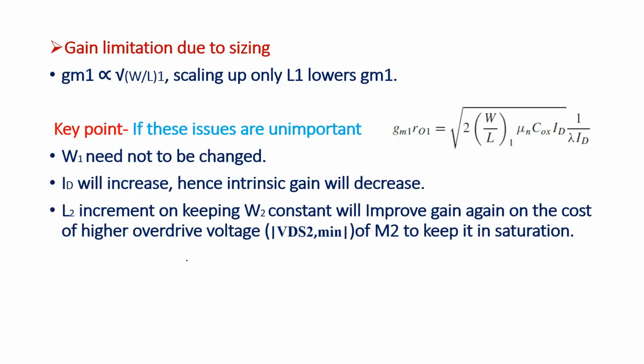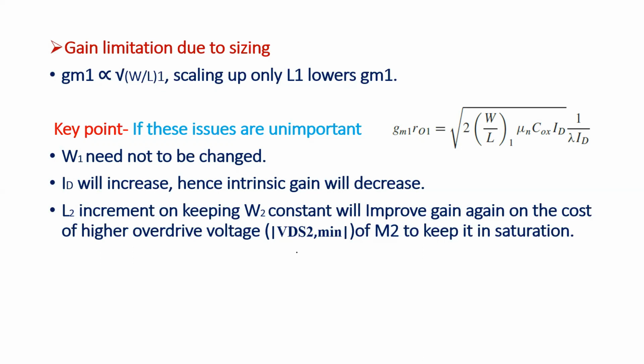Yeah, the second limitation I have here is that the gain is also limited due to the sizing, because gM1 is proportional to the square root of W/L of the first transistor. Scaling up only L1 lowers gM also. We are keeping W1 constant to limit the capacitance value. If we are increasing L1, scaling L1, then gM1 will reduce.